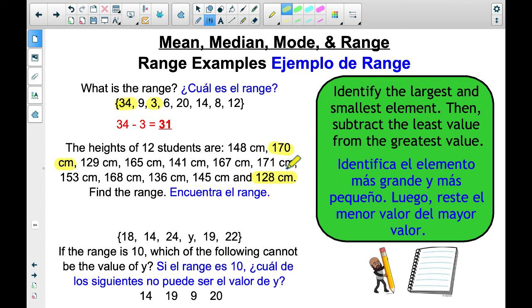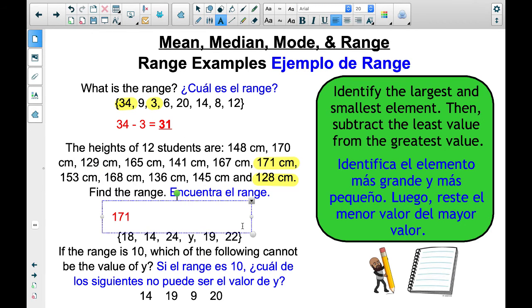Now, what I'm doing is I'm double checking, and I just realized I made a mistake. So that's why we're doing that. This is bigger than 170. 128 is the smallest. So let me just double check, all right? Anything bigger than 171? No. Anything smaller than 128? No. Okay, so take the time to check it.